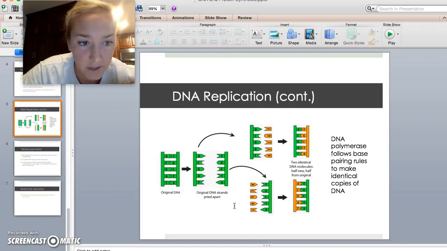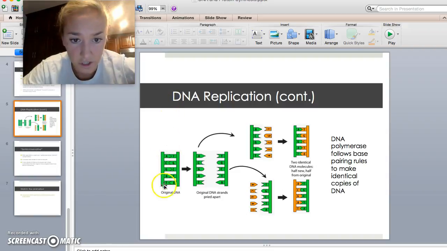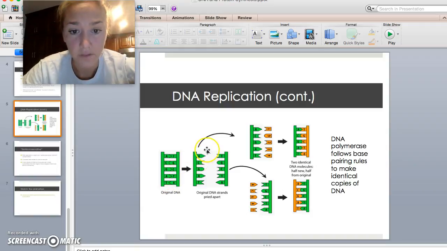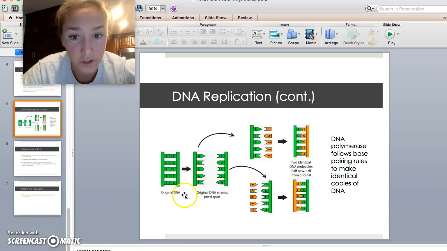Okay, so if that didn't make sense, here's a picture of it. All cells are going to start out with this original DNA strand. Okay, so this is our starting point. Well, in step one, the strand gets unzipped. Okay, so it's going to get unzipped right down the middle. So these nucleotides are now exposed.